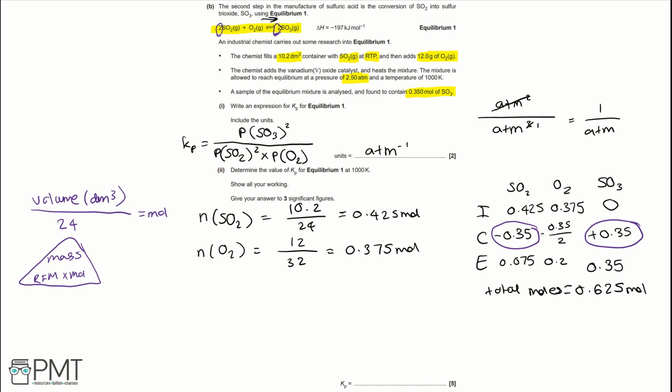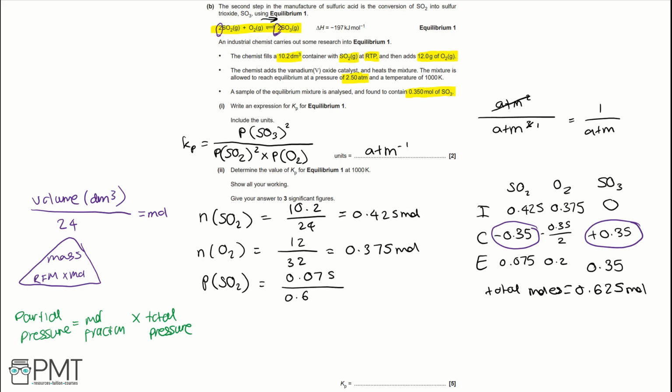So partial pressure has the equation, if we were to write this out, partial pressure equals the mole fraction times total pressure, and the mole fraction is the amount of moles at equilibrium divided by the total moles. And our total pressure for this system is 2.5 atmospheres. So working out the partial pressures, we can do the partial pressure of SO2, and that is going to be equal to 0.075 divided by 0.625 multiplied by 2.5. That equals 0.3 atmospheres.